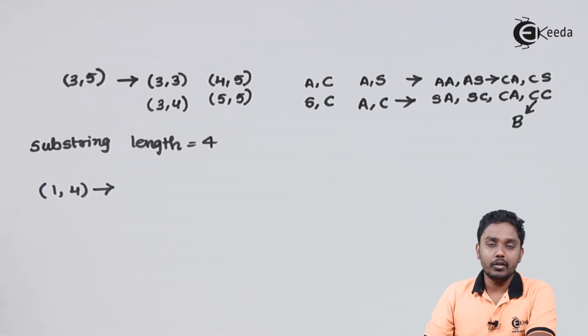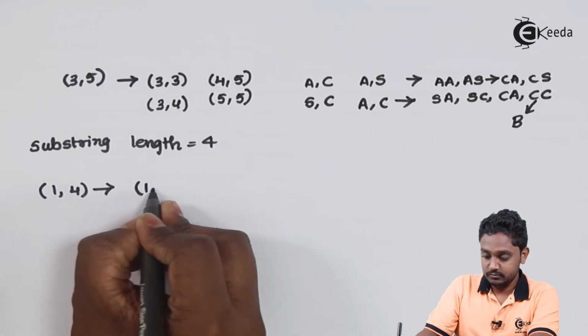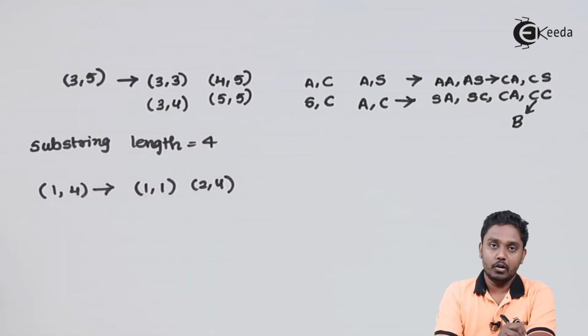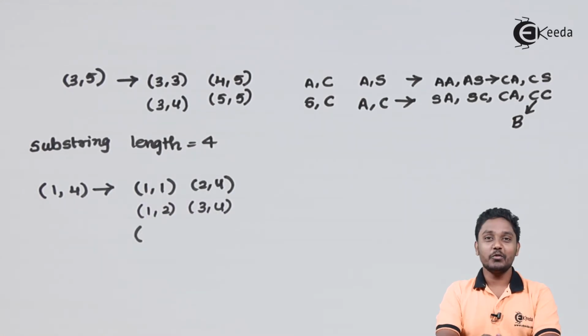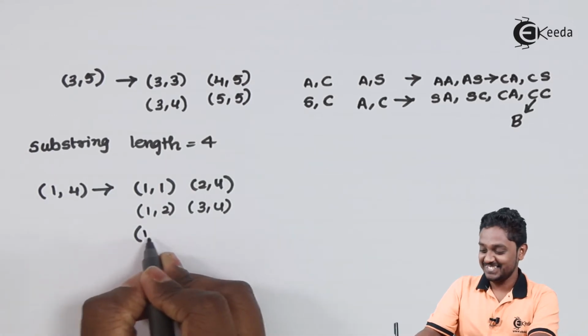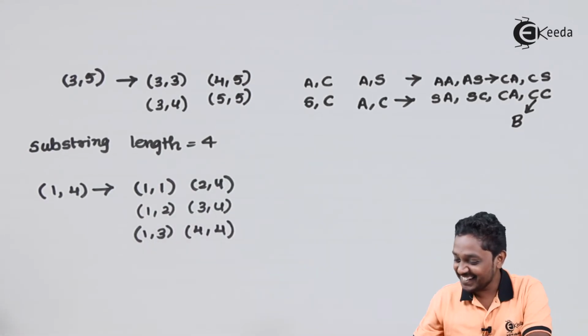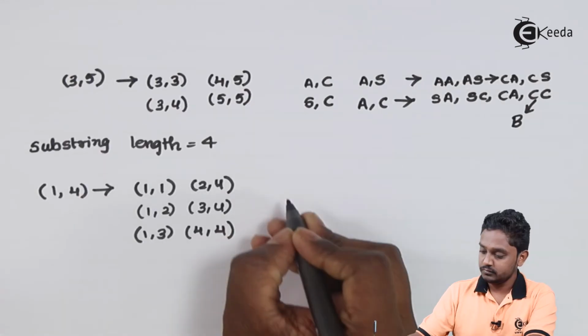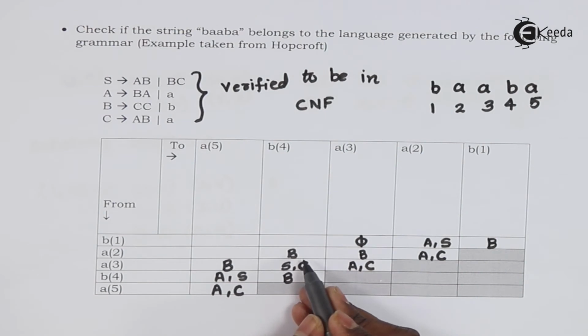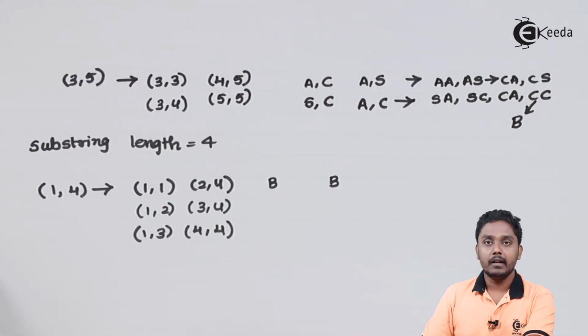It could be 1 1 followed by 2 4, or 1 2 followed by 3 4, or 1 3 followed by 4 4. Now let us refer to our table and find out which are the productions producing these substrings. 1 1 is produced using B. 2 4 is also produced using B. Hence the concatenation would be BB.